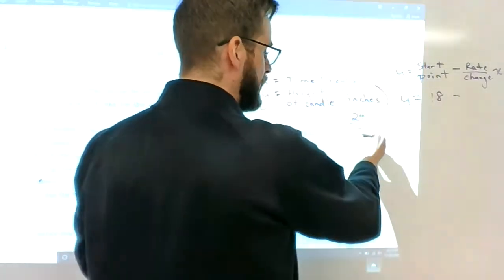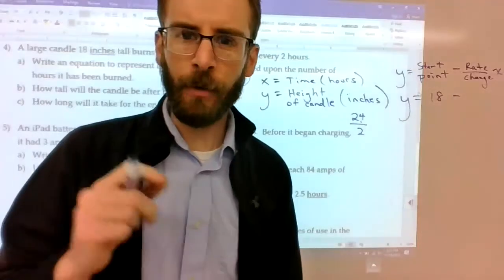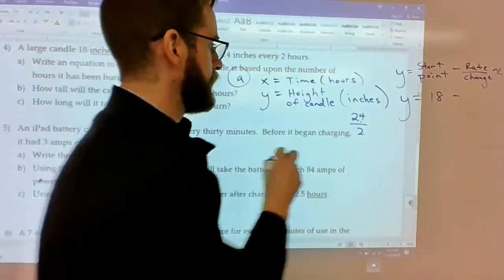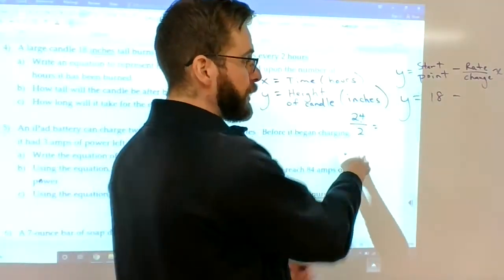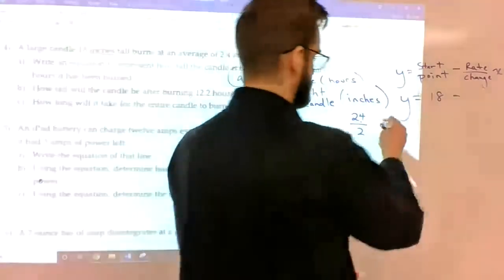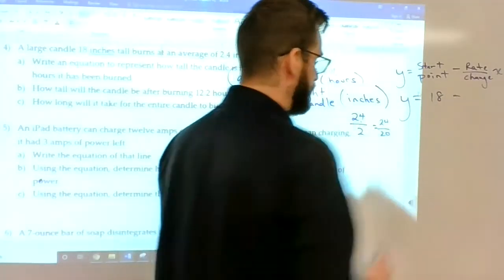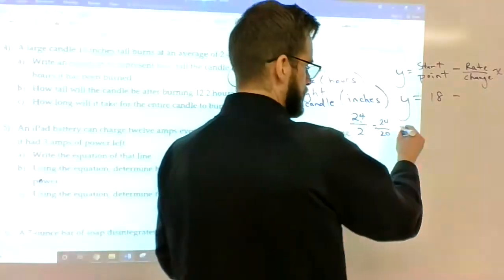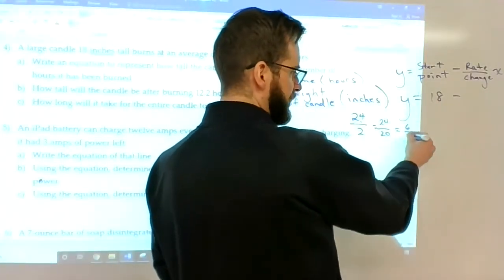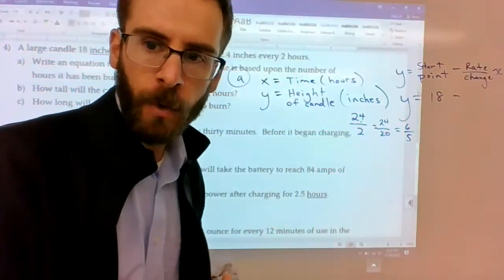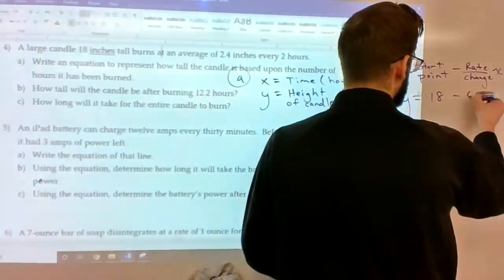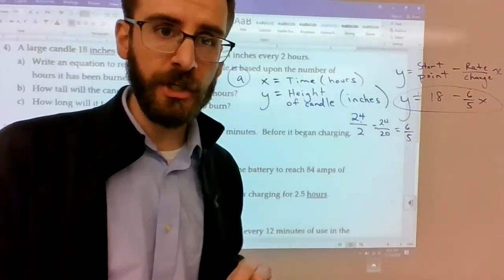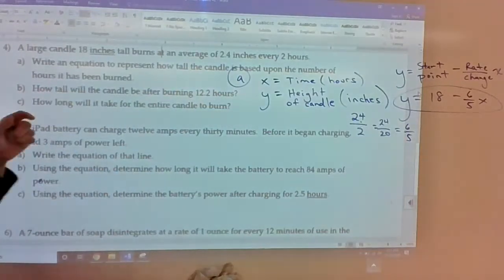Now, before we move forward on this, I think it would be the best case scenario to simplify that just like we did on number 2. So 2.4 over 2 is the same as 24 over 20. And if you cut that by, looks like they both divide by 4. Divided by 4, you get 6. Divided by 4, you get 5. 6/5 is probably a better way of talking about this. So there's part A. There's the equation that we're going to use to solve both B and C.